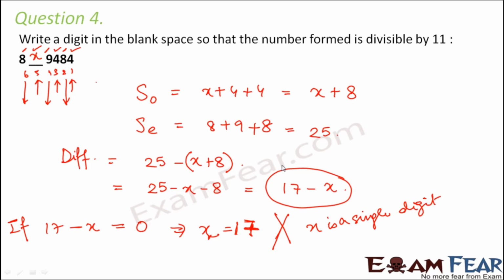So that means this has to be a multiple of 11. After 0, what could be the next multiple of 11? The next thing that could be is 17 minus x equal to 11. So this means x will be equal to 17 minus 11, which is equal to 6. So 6 would be the answer. 6 would be the value of x.